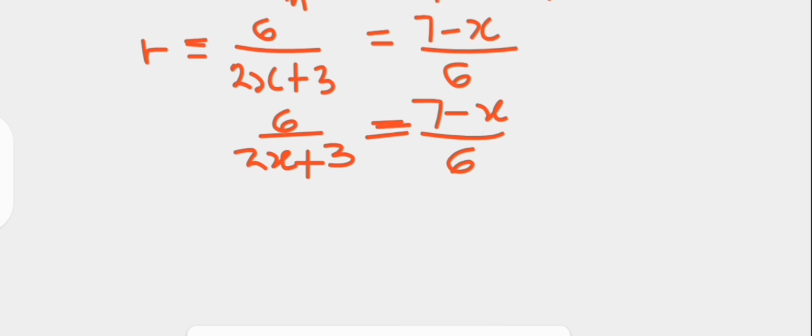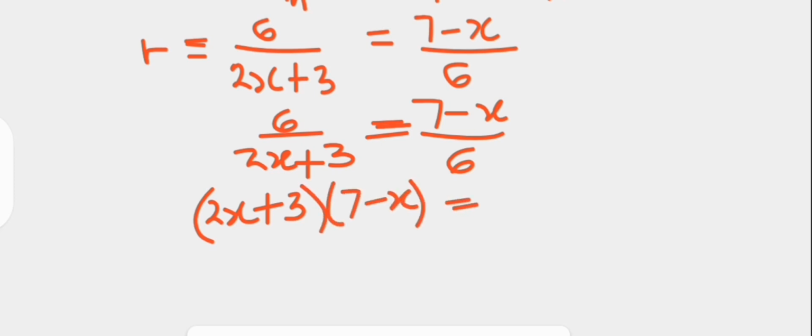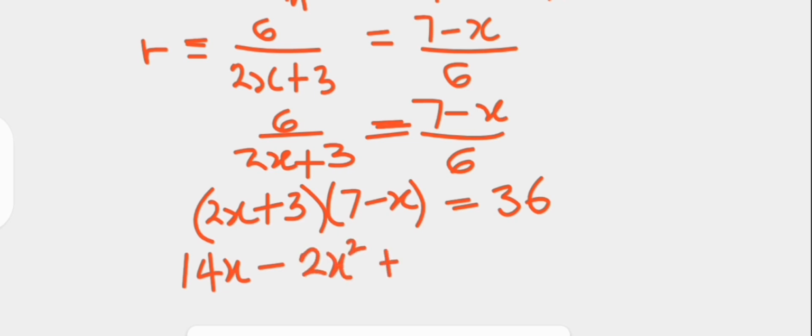Then when we cross multiply this, we're going to have 2x plus 3 multiplying 7 minus x, so we can put them in parentheses. Then 6 times 6 gives 36. We open the brackets on the left hand side. That's using 2x to multiply 7 and to also multiply negative x, before we use 3 to multiply 7 and to multiply negative x. So we have 14x, that's 2x times 7. 2x times negative x will be minus 2x squared. Then plus 3 times 7 gives plus 21. And plus 3 times negative x gives negative 3x, equals 36.